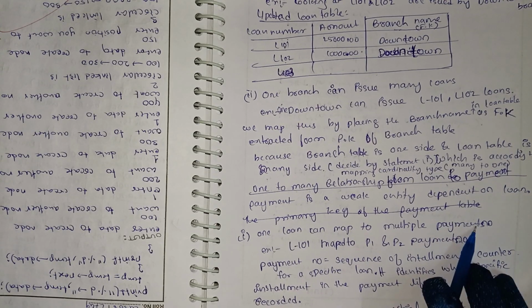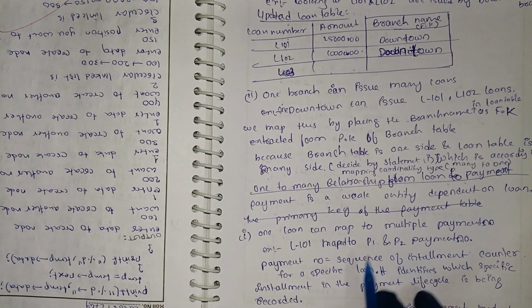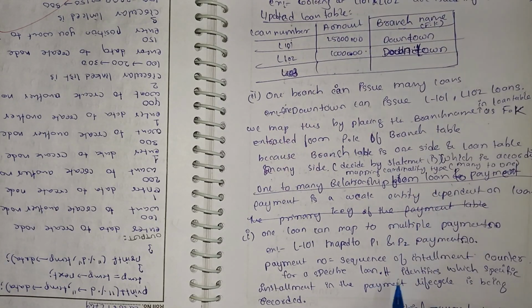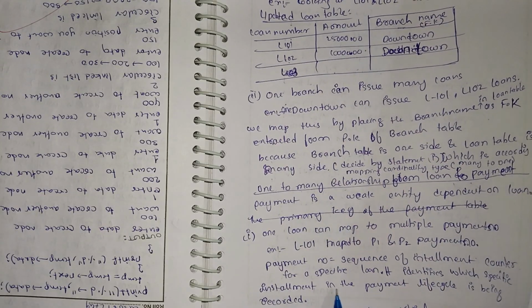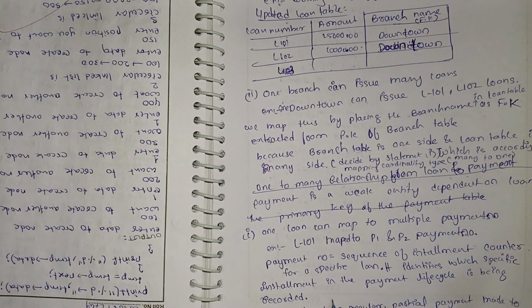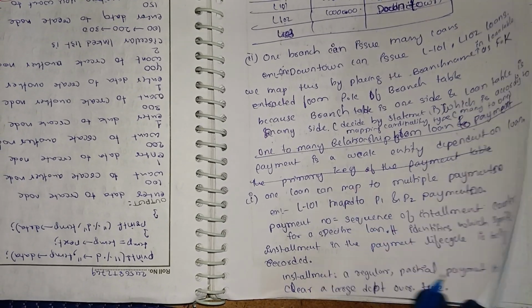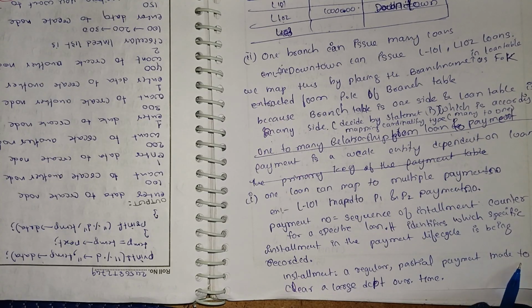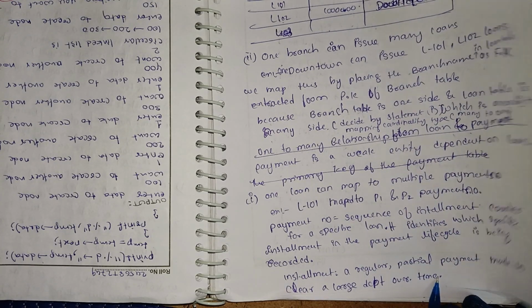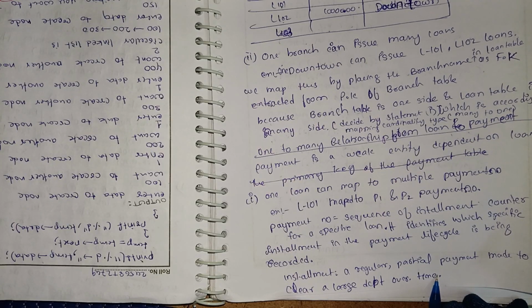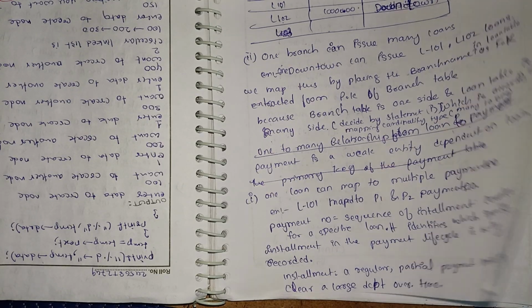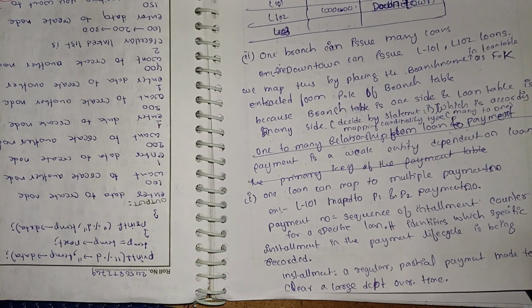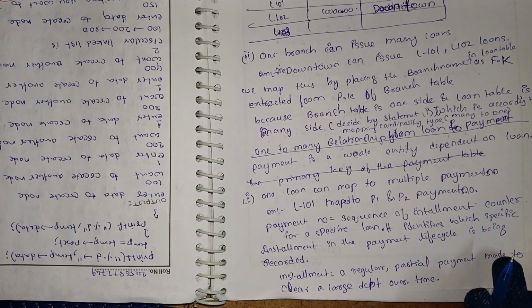Payment numbers. So what is a payment number? It is the sequence of installment counter for a specific loan. It identifies which specific installment in the payment life cycle is being recorded, that is, currently going on. An installment is a regular partial payment made to clear a large debt over time. Regularly we are paying some amount to fulfill the resultant money.